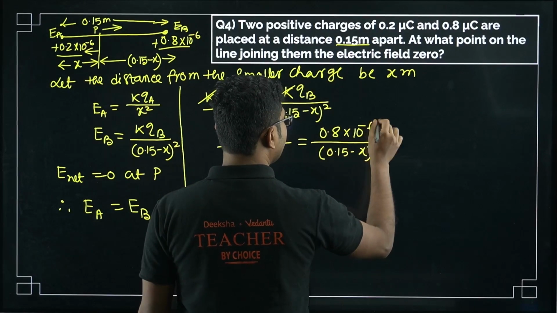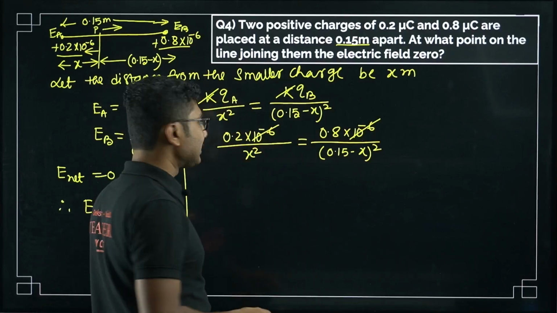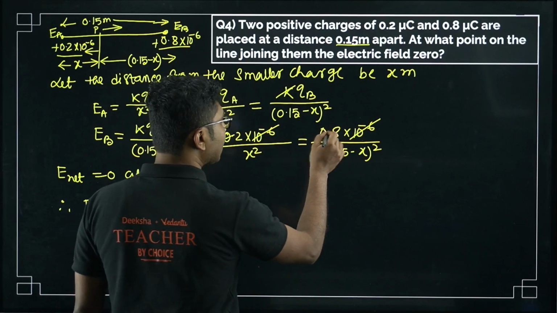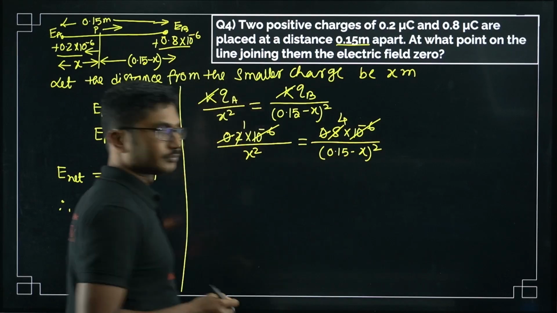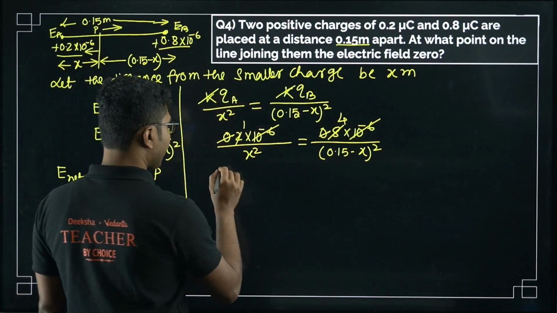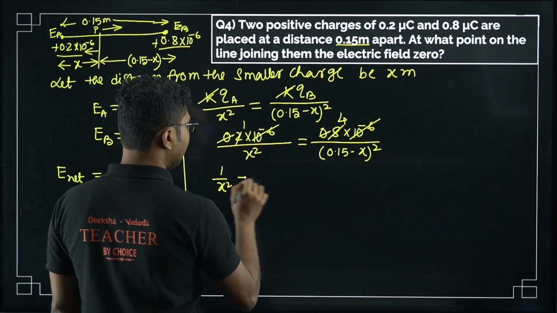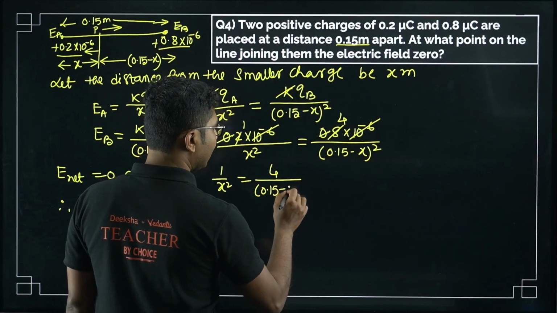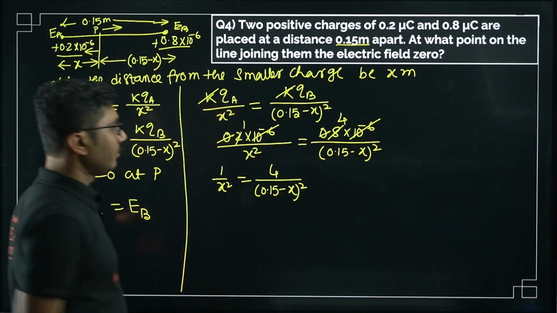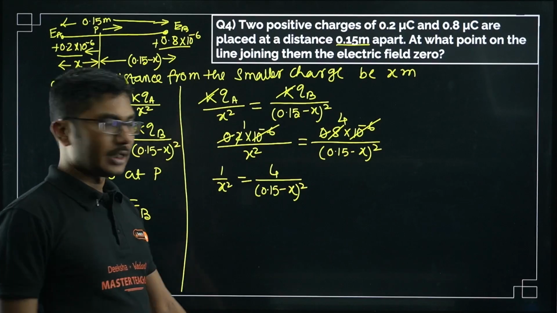So 10 to the power of minus 6 will cancel, the decimals will cancel. Okay, these two will cancel, and you will get 4. So 1 by x square is basically 4 by 0.15 minus x whole square. Okay, sir, we have solved up to this point. Now what do you have to do?